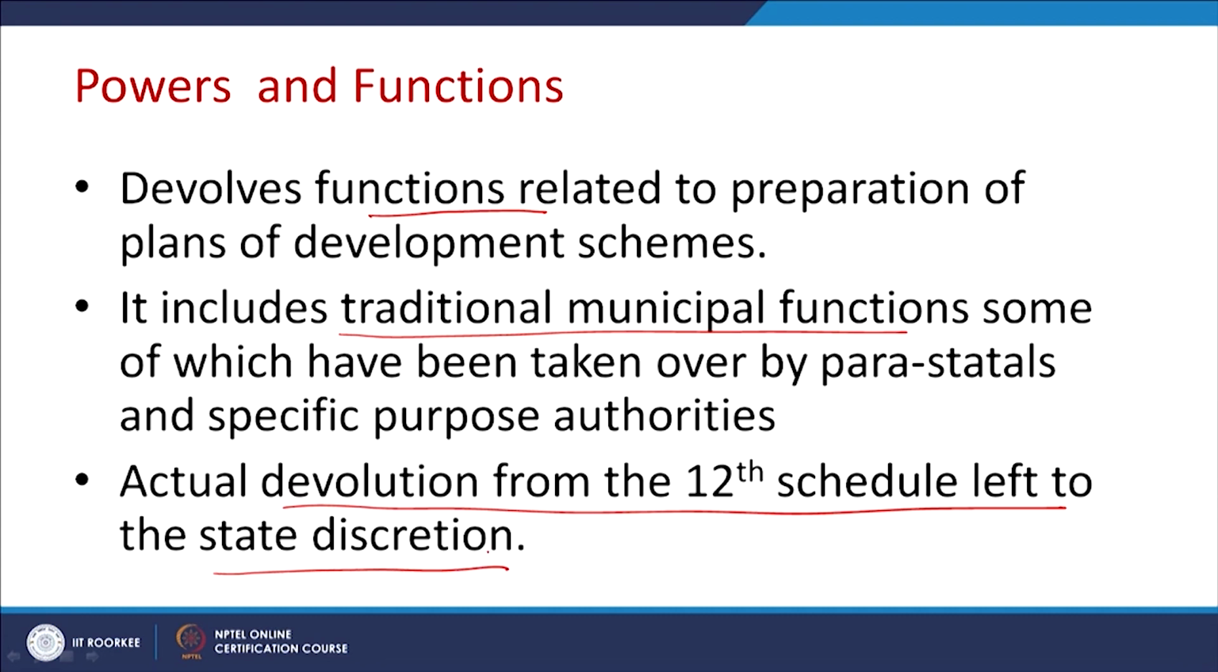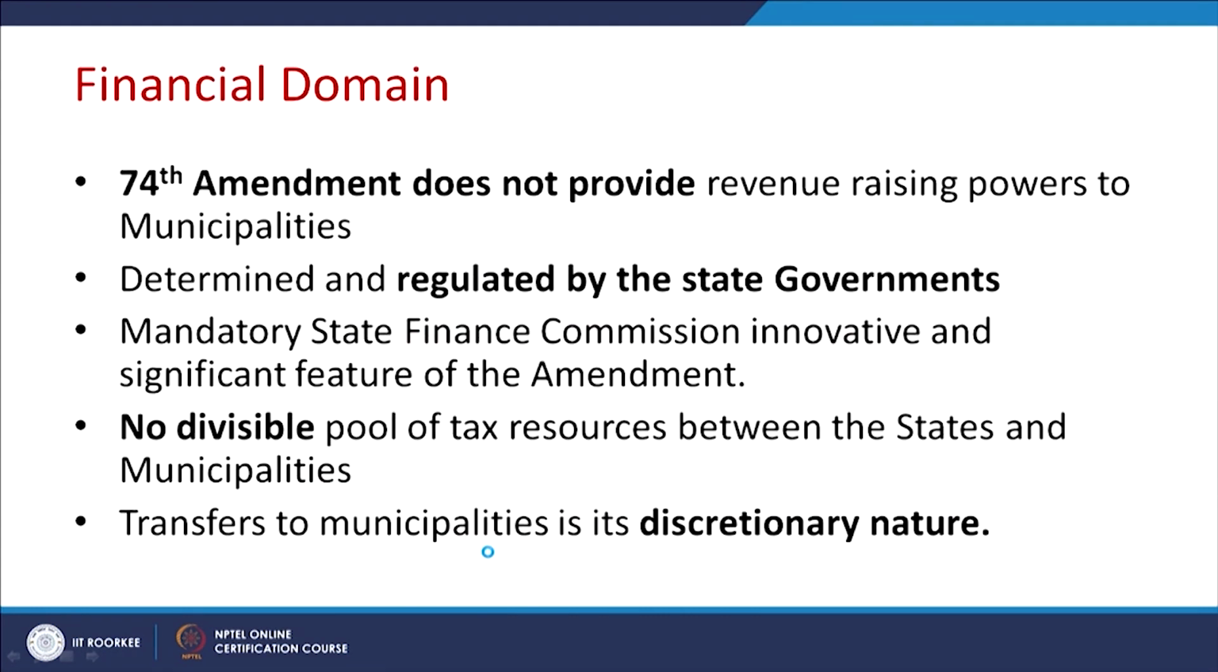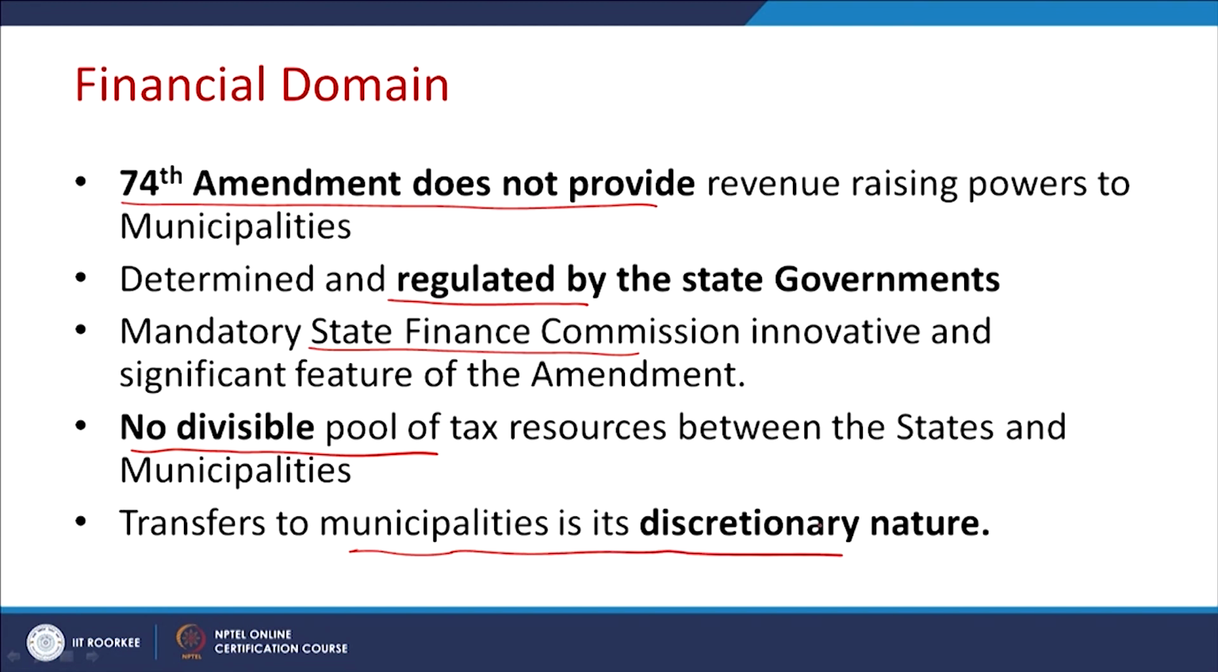state government discretion. As a matter of fact, the 74th Amendment does not provide revenue raising powers to the municipality, because it depends on the state government whether it is determined and regulated or not. The provisions for the State Finance Commission and the Central Finance Commission are there in the 74th Amendment. Another important part is that there is no clear-cut demarcation of revenue sources between the state and the municipalities, and therefore the transfer to municipalities for financing and resource mobilization is discretionary in nature, though some state governments have done it.